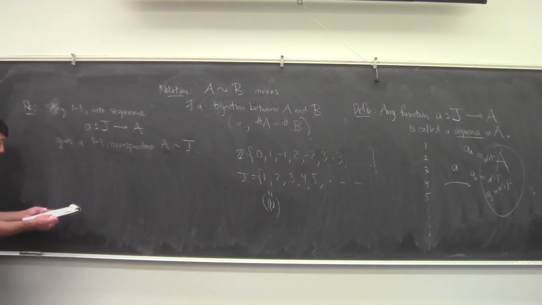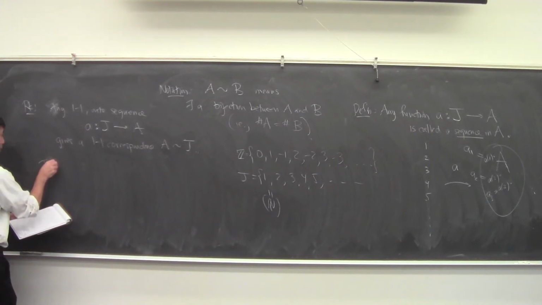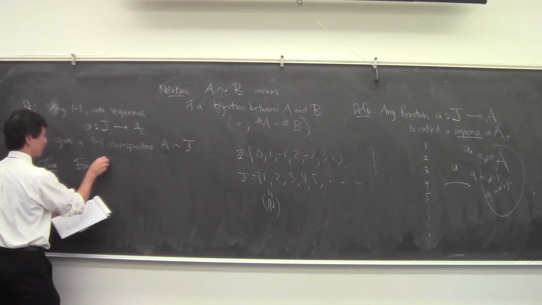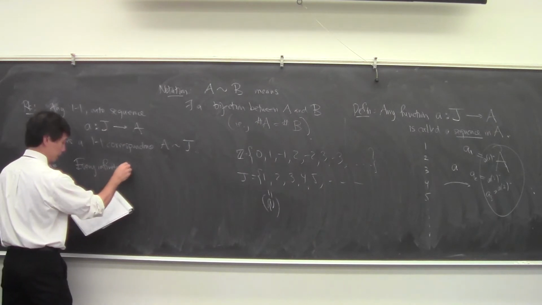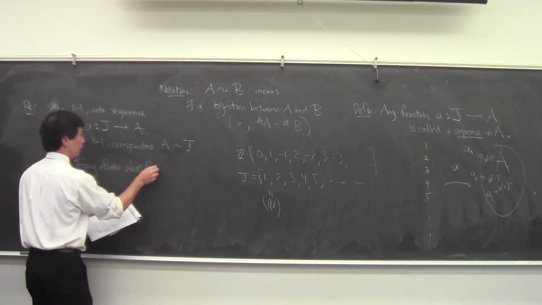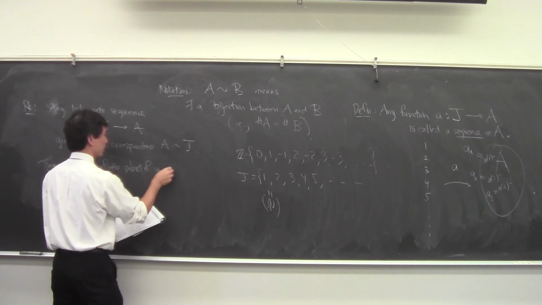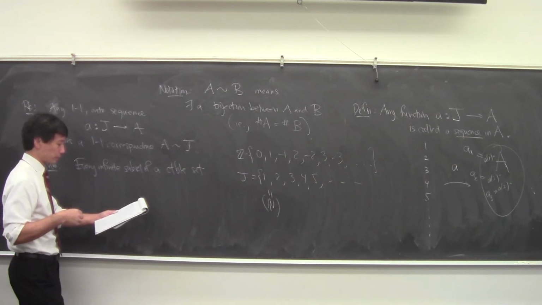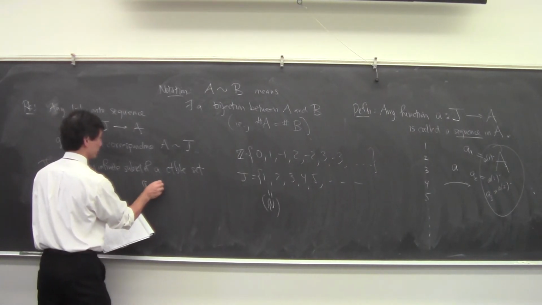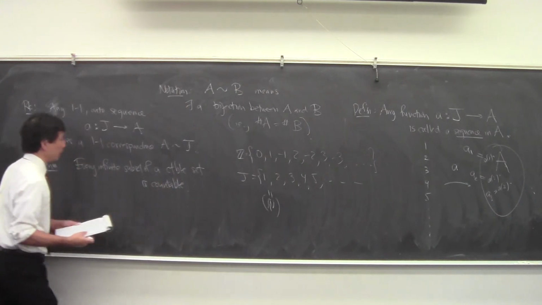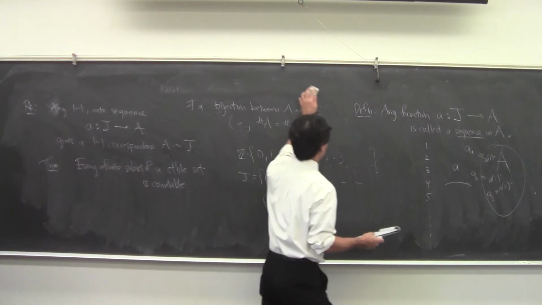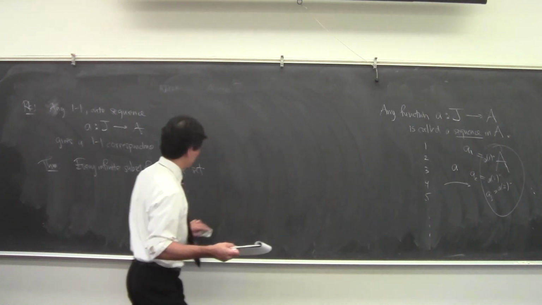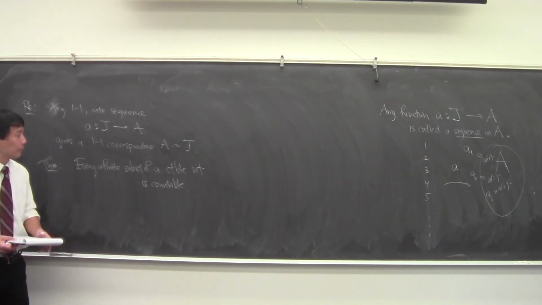Okay, so now let's prove some theorems. Theorem number 1: every infinite subset of a countable set is countable. Every infinite subset of a countable set is countable.